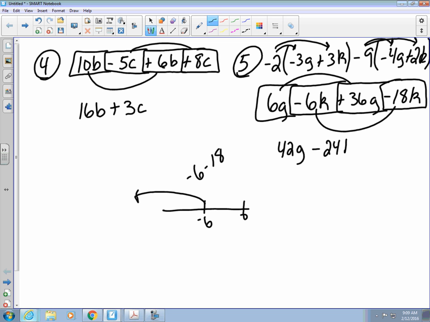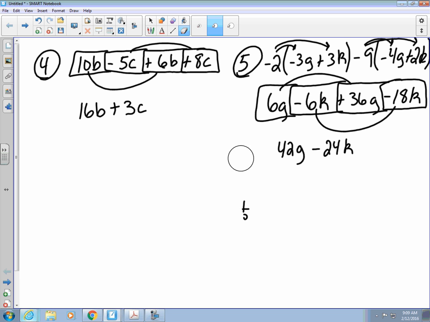Your calculator also does negative 6 minus 18, obviously, but that would be your final answer. Again, these are expressions, you are not solving them.